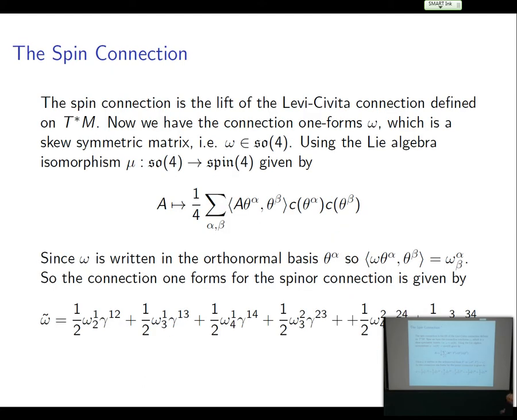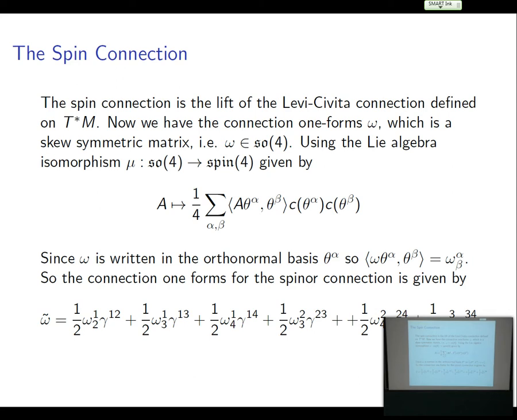Now you have to lift the connection from the tangent or cotangent bundle to the bundle of spinors. To do the lifting, as you know, you just use the isomorphism between the Lie algebras of the 2 groups. The Lie algebra of SO(4) is isomorphic to the Lie algebra of Spin(4), and there's an explicit isomorphism, mu. If you write the isomorphism in terms of some orthonormal frame, it's going to look like this. This C is Clifford multiplication. These are 1 forms, so we can define Clifford multiplication for forms also, not just vectors. And these are the coefficients.